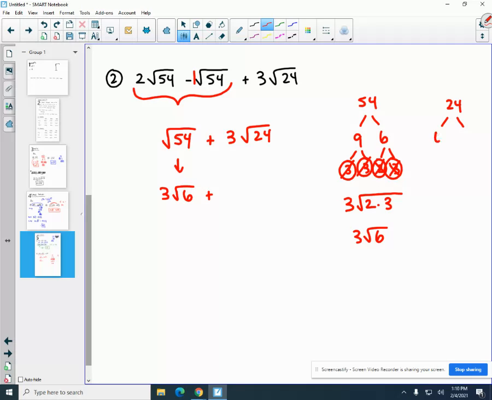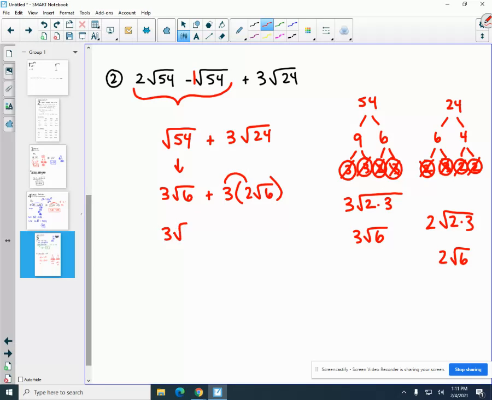24, we're going to break down into 6 and 4, 2 and 2, 2 and 3. It has a pair of 2's that will go on the outside. It's got a single 2 on the inside and a single 3 on the inside. So when we multiply those 2 quantities together, it's going to give you 2 radical 6. But the thing to remember is that's just radical 24. We've got 3 of those, so we have to take the 3 that's on the outside and multiply it to the 2 that's on the outside, but inside the parentheses. 3 times 2 is going to give us 6.